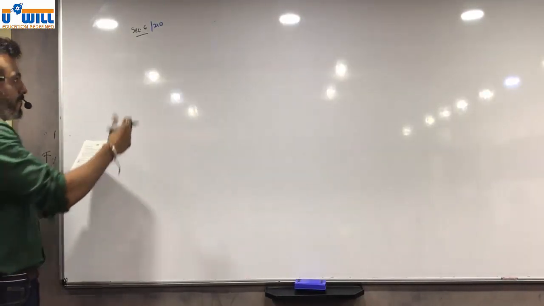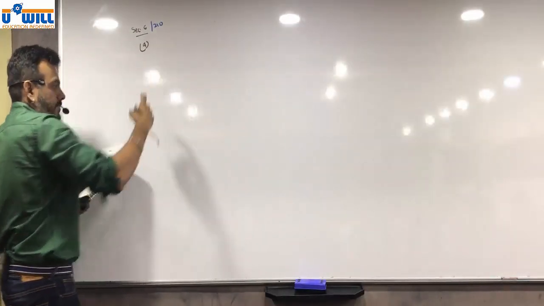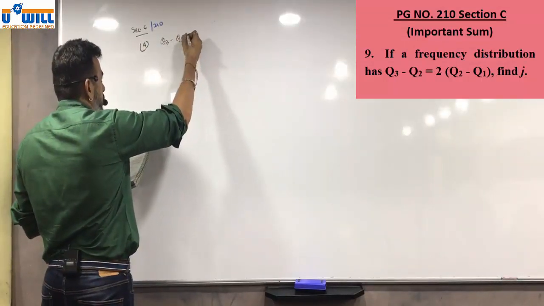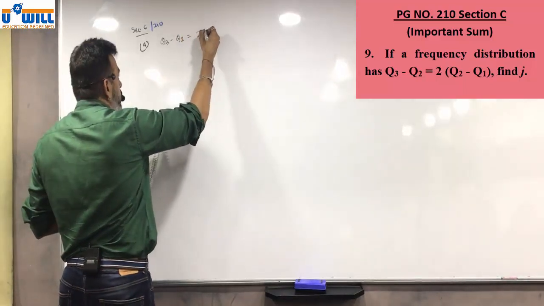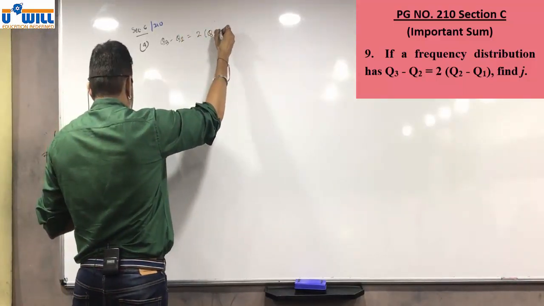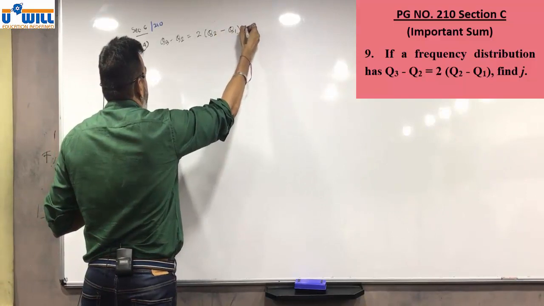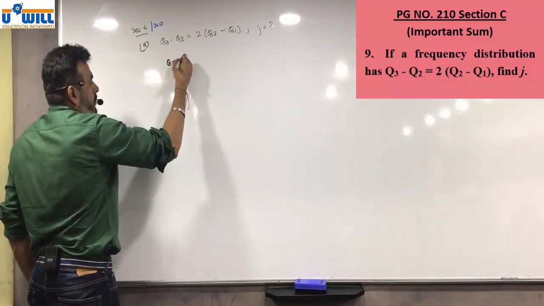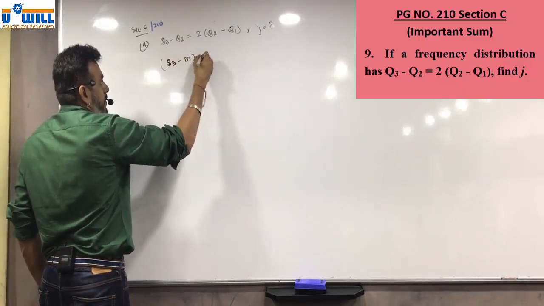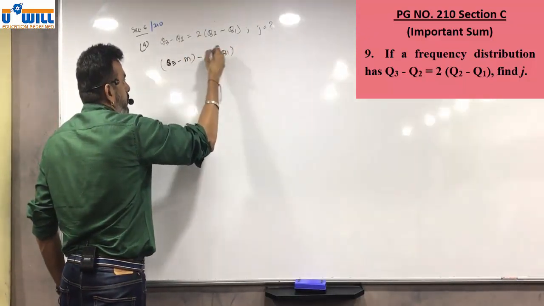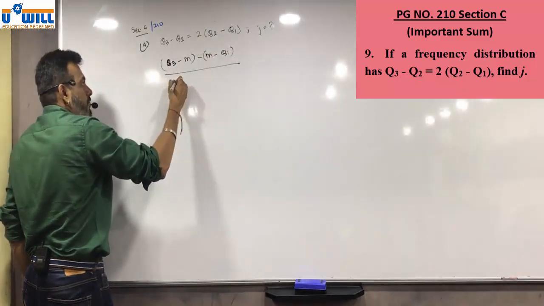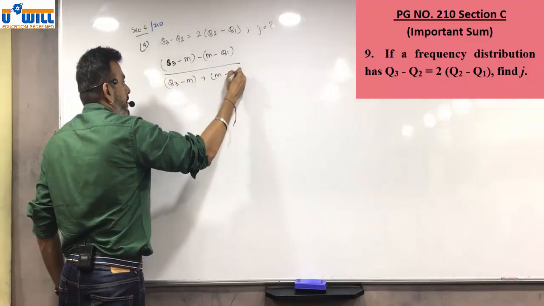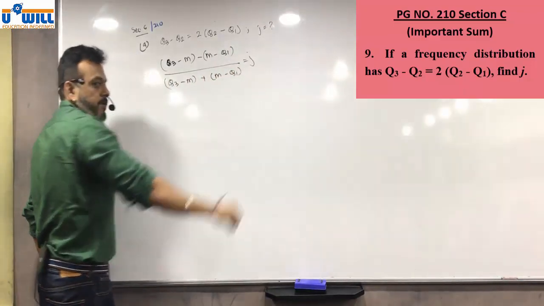Now, ninth sum is very important and interesting sum. Q3 minus Q2 is equal to 2 Q2 minus Q1. We have to find J. J is equal to Q3 minus M minus M minus Q1 upon Q3 minus M plus M minus Q1.